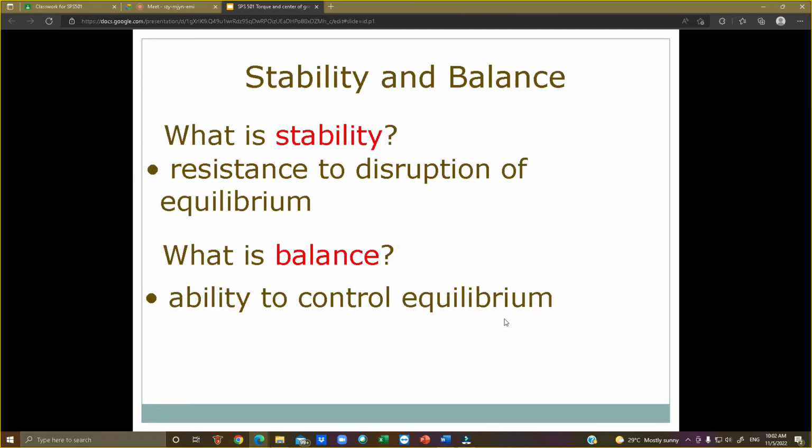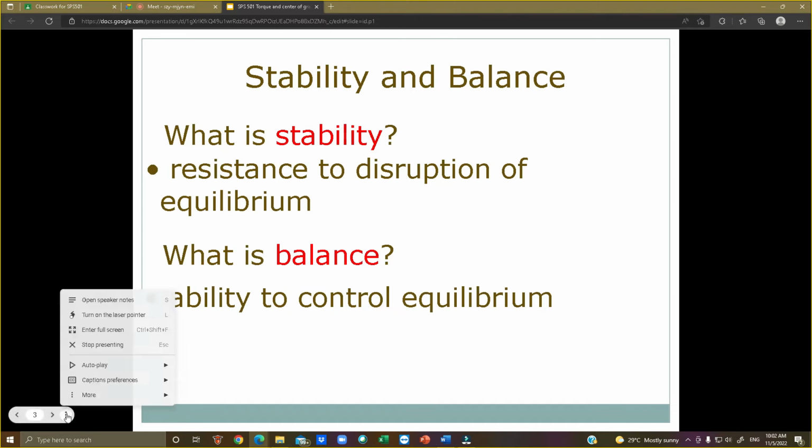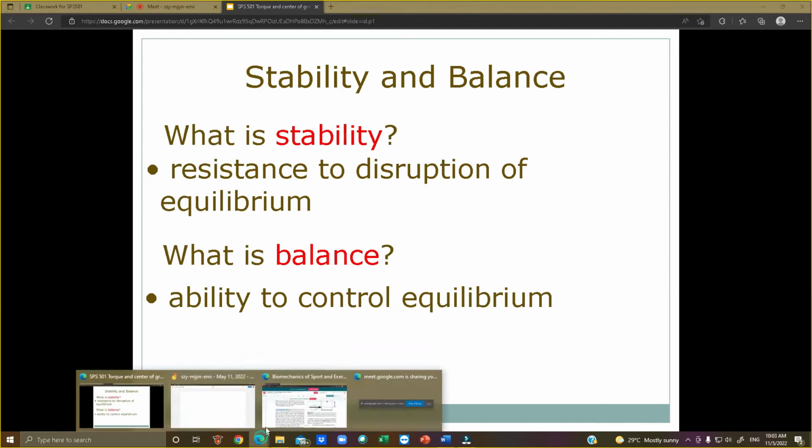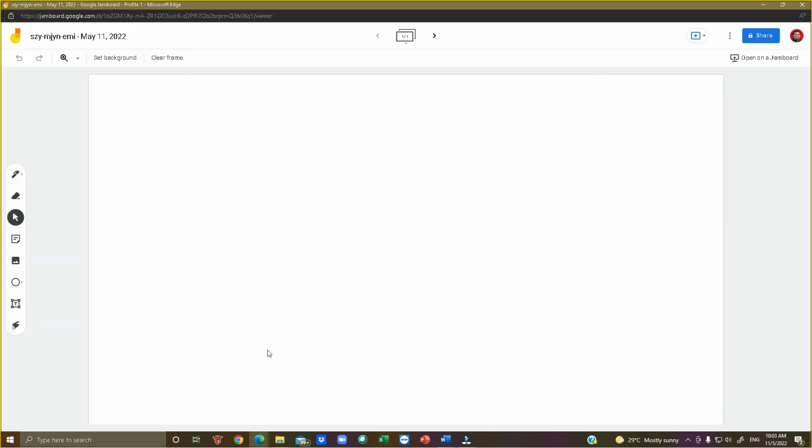So these are the definitions we have learned beforehand. What is stability, what is balance? Let's recap it a bit. Okay, so stability is a resistance to disruption of equilibrium. So the term that plays a lot here is actually equilibrium. Okay, ini adalah apa yang kita dah belajar sebelum ini, dan ini juga apa yang kita perlu faham. Okay, so the first thing, again I recap it a bit, is about equilibrium. So what does it mean by equilibrium?